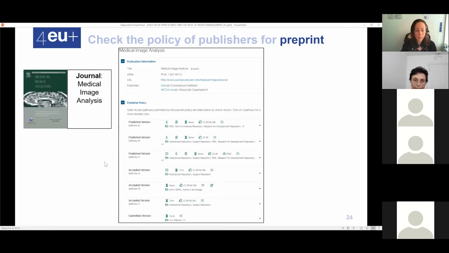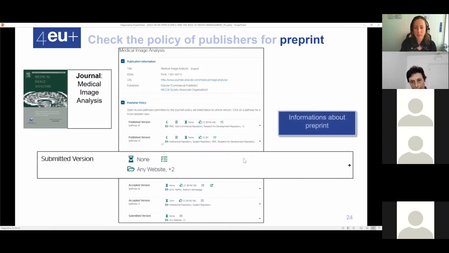Okay, a second example: I take a science, technical and medical journal, Medical Image Analysis. I perform the same search on Sherpa Romeo. And here is the results page. You see we have more information. So let's focus on the information about the preprint, the submitted version.